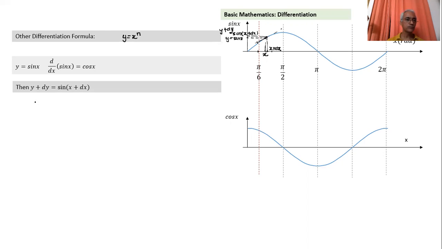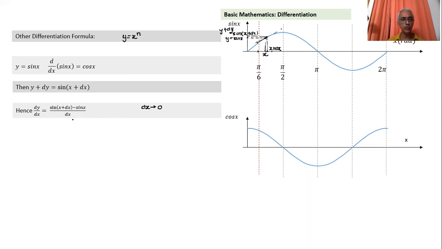Let's do that. y plus dy is equal to sin(x plus dx). What is dy by dx? This quantity minus this quantity is dy, and this minus this is dx. So dy by dx is sin(x plus dx) minus sin x, divided by dx. But here, what is dx? dx is tending to 0, or approaching 0. That's one thing you have to use.